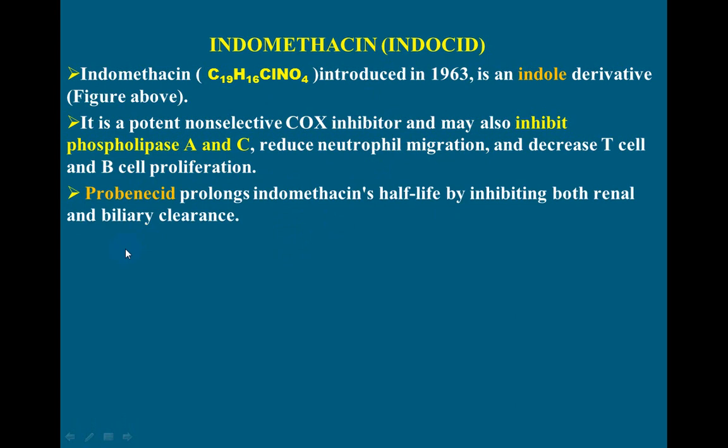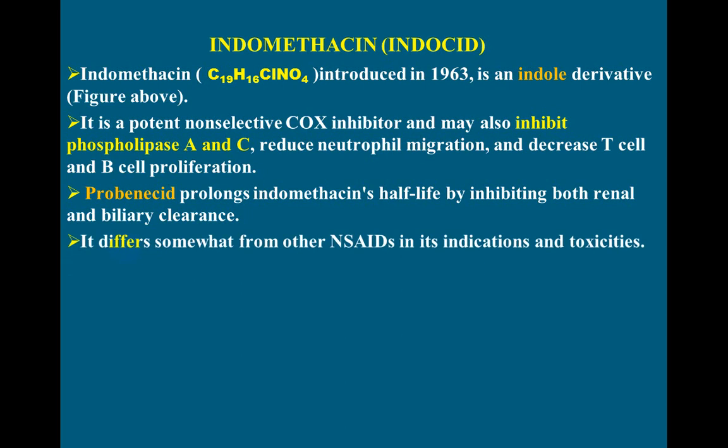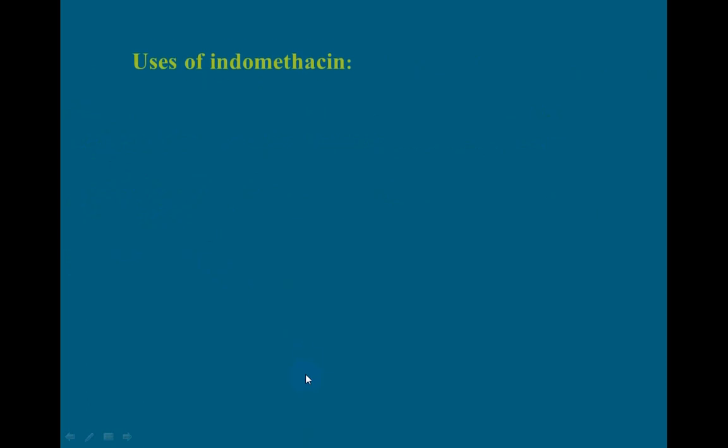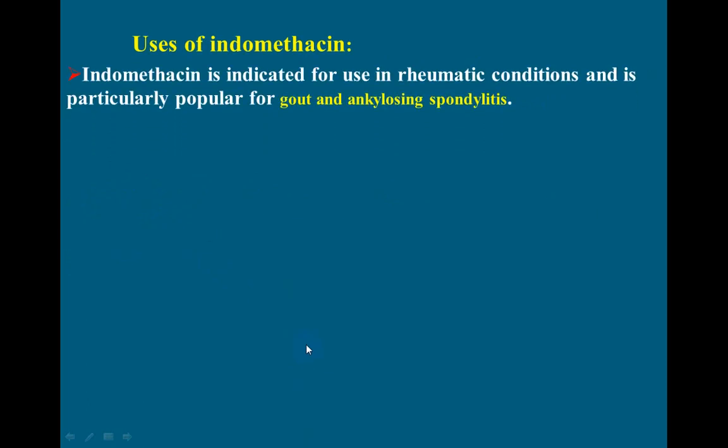Probenecid prolongs indomethacin's half-life by inhibiting both renal and biliary clearance. It differs somewhat from other non-steroidals in its indications and toxicities. This is the chemical structure, with three rings and two open rings. Uses: it is indicated in rheumatic conditions and is particularly popular for gout and ankylosing spondylitis. Mainly used in conditions of gout and ankylosing spondylitis.